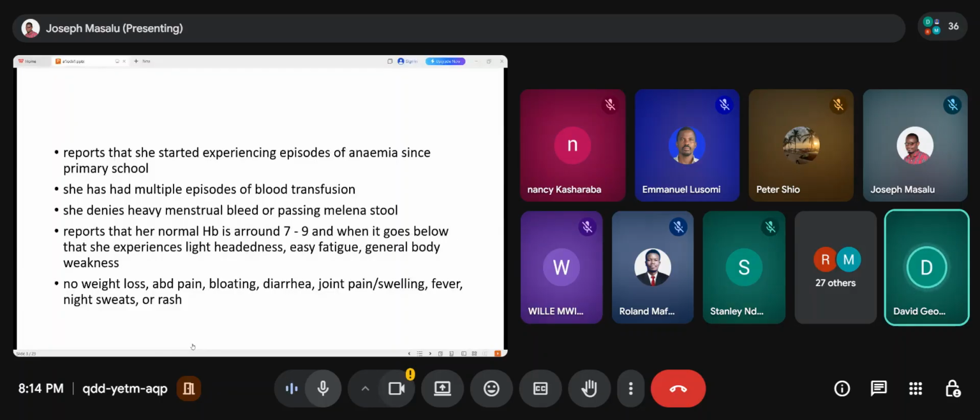But if we're just dealing with anemia, and this is anemia that starts from childhood, we can term that because it's since primary school. So it's either during the school years, I'm talking about maybe from 7 all the way to teenage, and now she's a young adult still presenting with anemia with history of multiple blood transfusions.